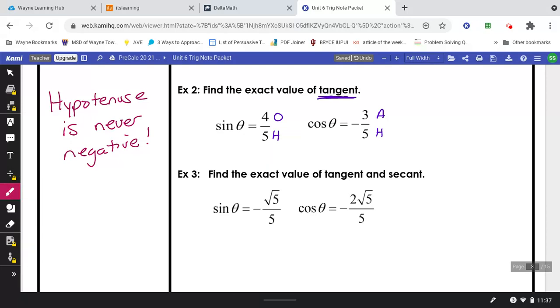So what that means is when I look over here on the second fraction, cosine of theta equals negative 3/5, the negative needs to either move to the 3 or the 5. I cannot move it to the 5 because 5 is the hypotenuse. So I'm going to scratch this out of the front and I'm going to relocate it to the 3. Again, you can't move it to the 5. 5 is the hypotenuse. Hypotenuse is always positive, never negative. So now I'll be able to find my answer for tangent.